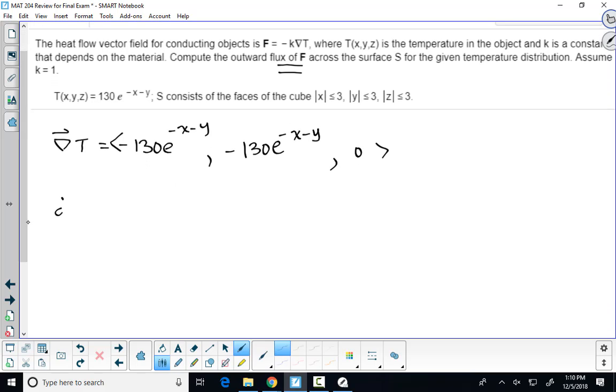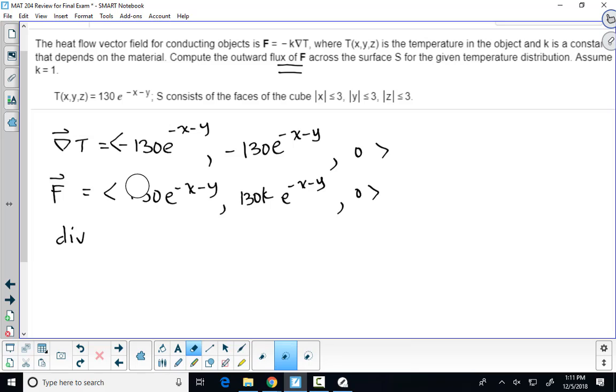So we will have to find the divergence of this vector field. And I didn't write down the extra piece of the vector field yet. Capital F is just negative k times this. That negative k, we could distribute into the vector and put it in front of each component. So we're going to have 130k e to the minus x minus y, comma, 130k, and I didn't write the k there, I will in a second, and then 0. But k is just 1.